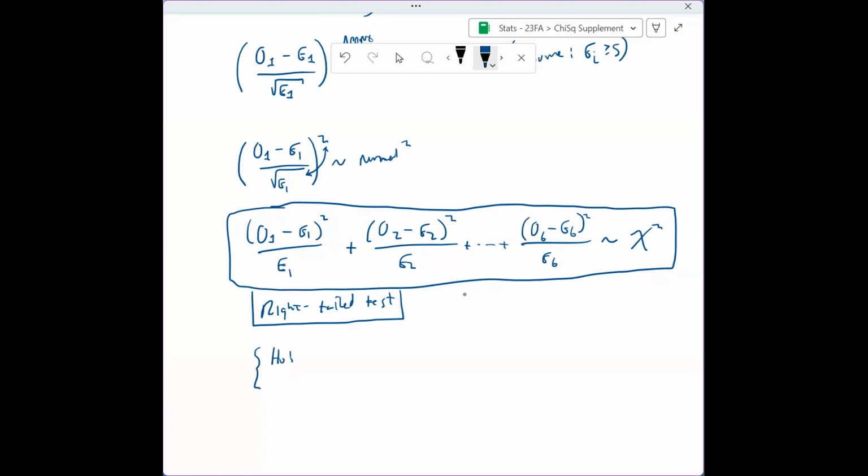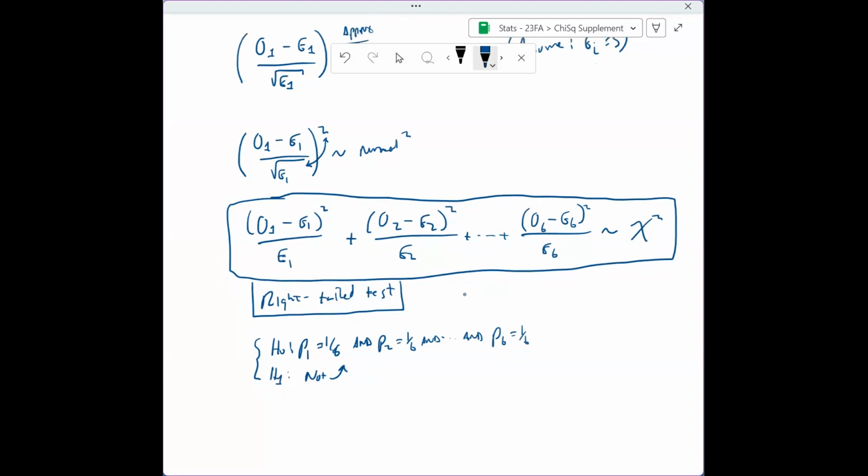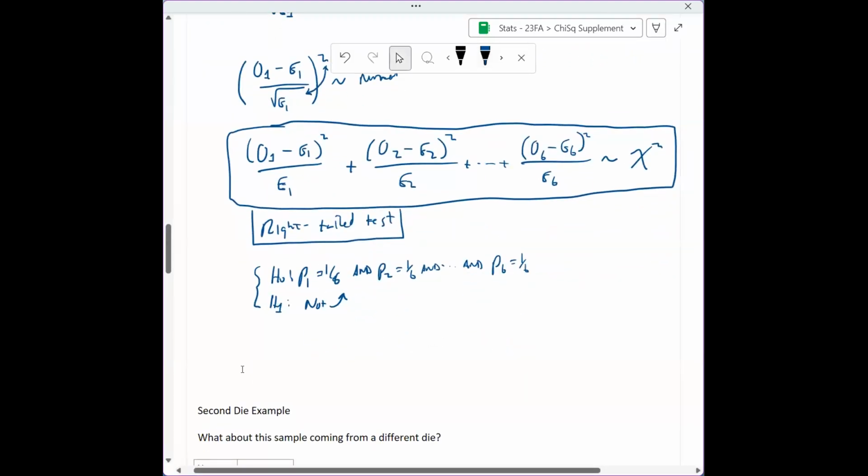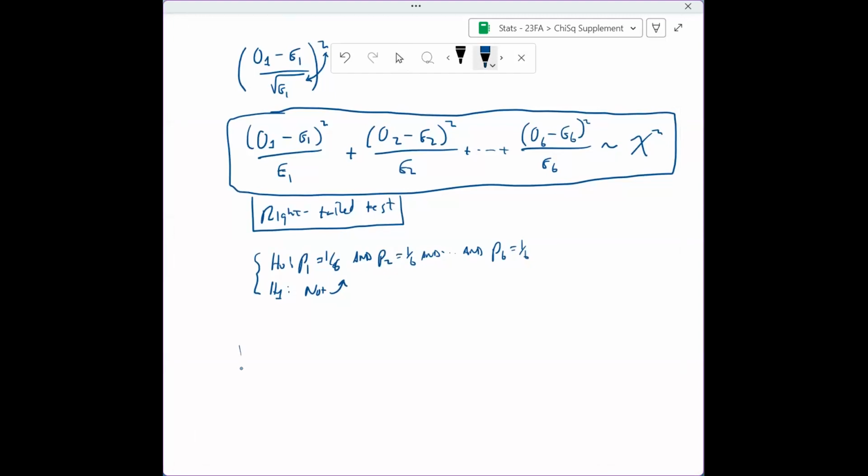So what is my null hypothesis? My null hypothesis is that the die is fair. In other words, that the probability of rolling a 1, 2, 3, 4, 5, 6 are all 1/6. And my alternative hypothesis is not the null. In other words, that at least one of the probabilities is not equal to 1/6. This is a right tail test.